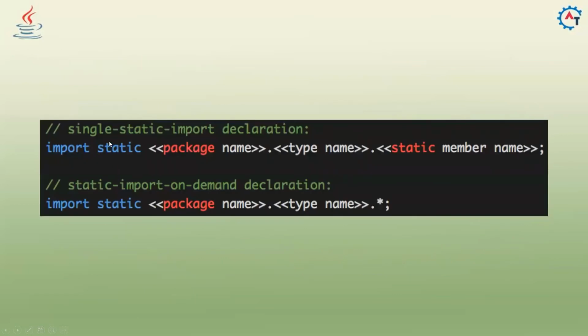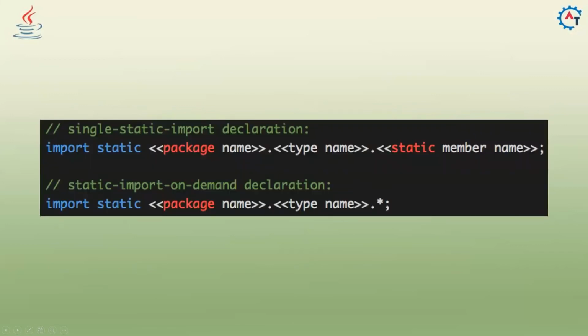So the single static import declaration is: import static, package name dot, type name dot, static member name. On demand means import static, package name dot, type name dot, and instead of mentioning the static member name, you mention star. Star means all the static members from this type. So everything.